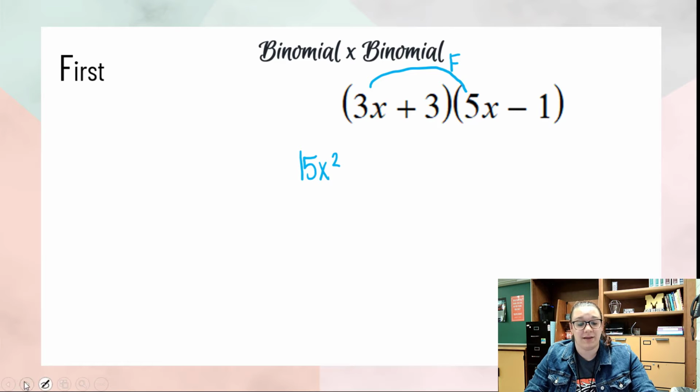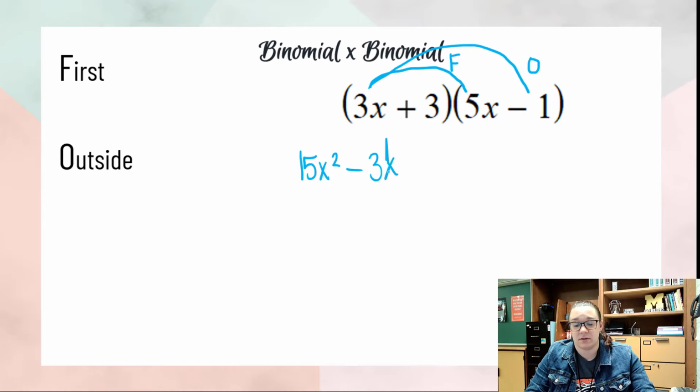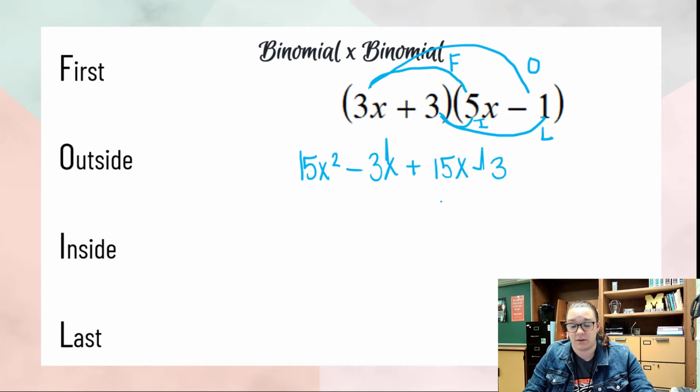Next, we take the outside terms. So I've got 3x and negative 1. That's my outside terms. 3x times negative 1 is negative 3x. My next thing I do is the inside terms. So 3 times 5x is 15x. And my last step is the last terms. 3 times negative 1. I'll put an L back there. 3 times negative 1 is negative 3.